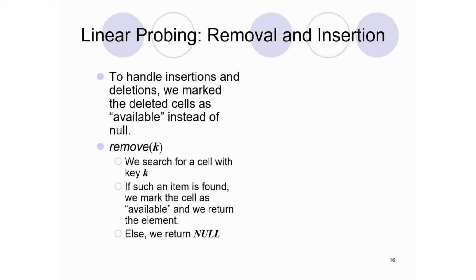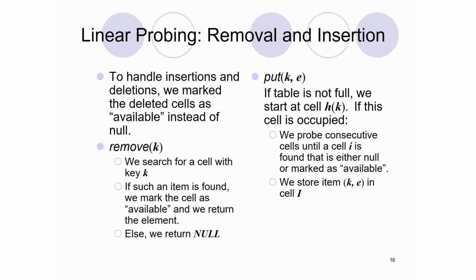Put(K): if the table is not full, we start at cell h(K). If this cell is occupied, we probe consecutive cells until a cell i is found that is either null or marked as available. We store item K in cell i.